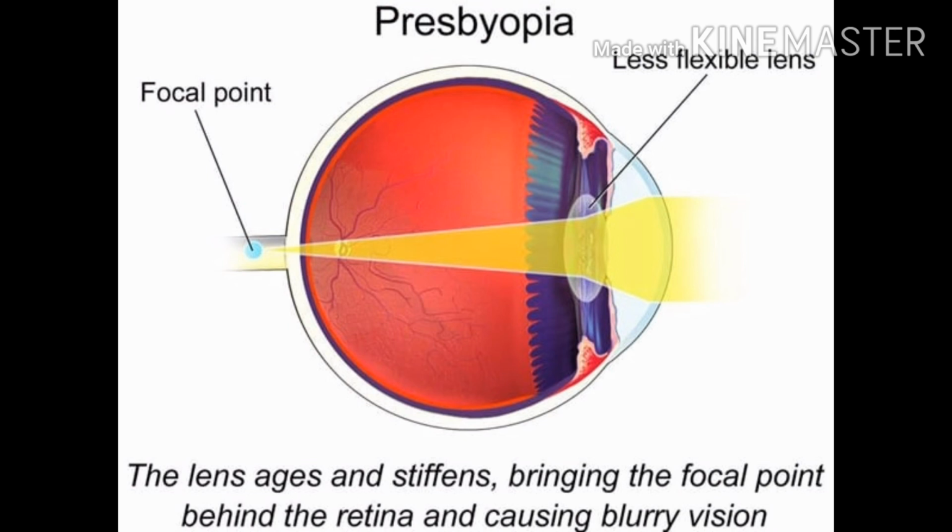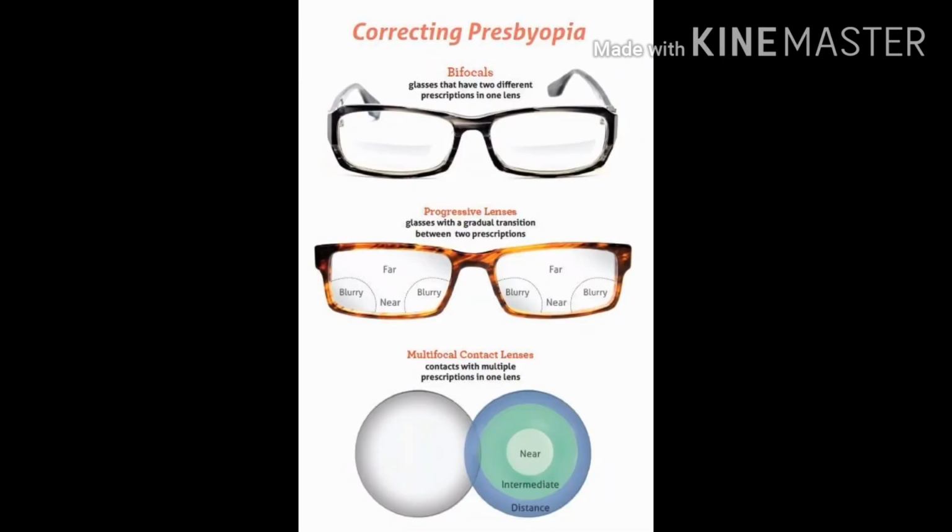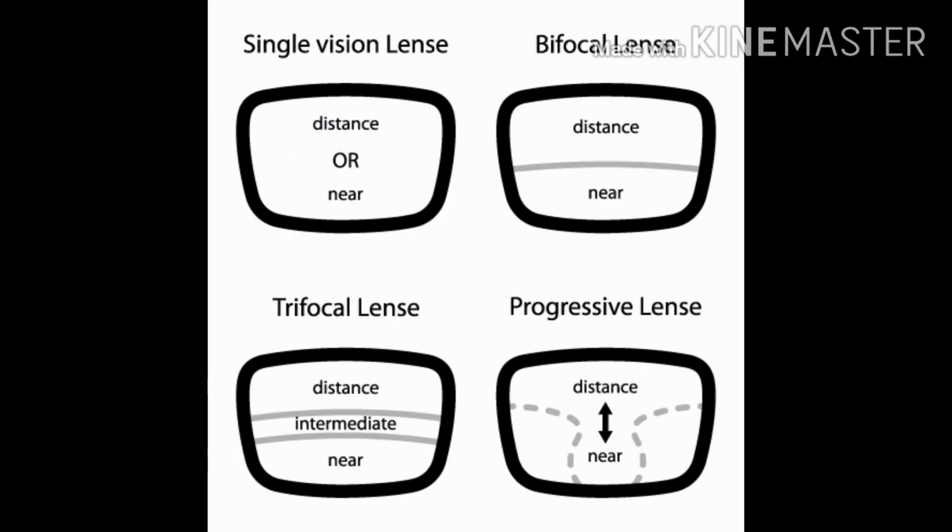In this case, a bifocal lens is required to correct this defect. In such lenses, the upper part is a concave lens and corrects nearsightedness, while the lower part is a convex lens which corrects farsightedness. Such spectacles are bifocal lens spectacles.